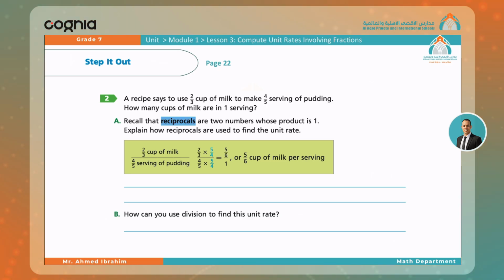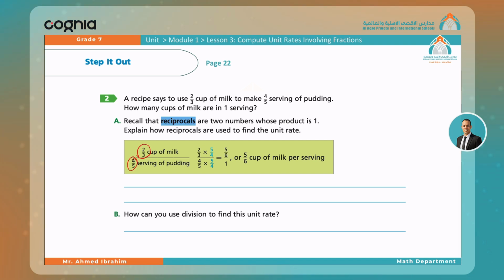Question 2. A recipe says to use 2/3 cup of milk to make 4/5 serving of pudding. How many cups of milk are in one serving? Question A. It says recall that reciprocals are two numbers whose product is 1. Explain how reciprocals are used to find the unit rate. Okay, again, we need the milk per serving. So we write the milk up, the 2/3 up, and the 4/5, this is the serving down.